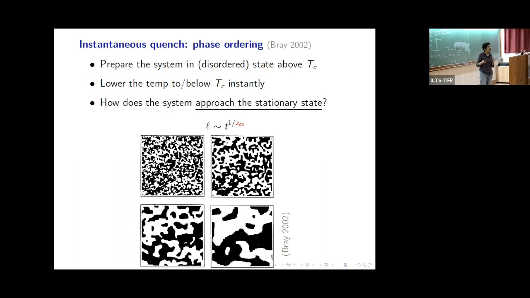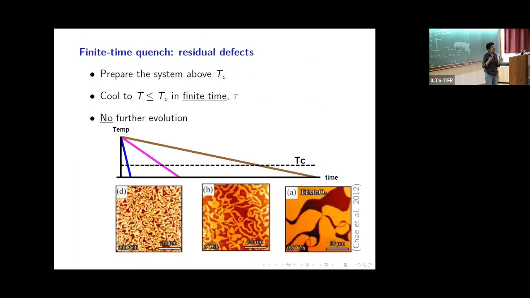I'm interested in finite time quench, so let me explain the problem. Again, we are thinking of the same system, prepared in the disordered state, but now we go to the critical point or below the critical point in a finite time tau. I should emphasize that now we are interested in the properties of the system during the quench interval. For an instantaneous quench, you can only ask post-quench questions. Here, we are not asking questions after the quench. During the quench interval, what are the properties of the system? That's what is of interest.